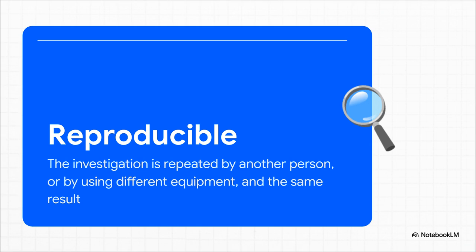But here's the real gold standard in science: reproducible. This is when someone else, maybe in a different lab with different equipment, can follow your instructions and get the same outcome. This is huge. It proves your discovery wasn't just some weird fluke of your particular lab bench.